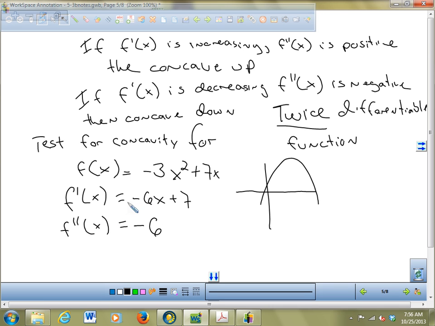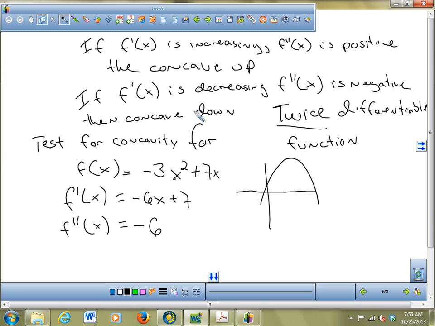Yeah? No? Is that it? The only time it would change concavity is if it has a variable in the double prime function. Is that what you're saying? Very good. The only time it would change concavity is if it has a variable in f double prime. Yeah, good. That's not what they mean by twice differentiable, but like a three times differentiable. That's a good point.